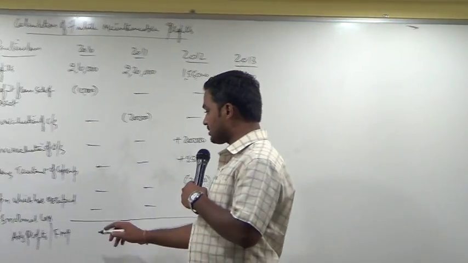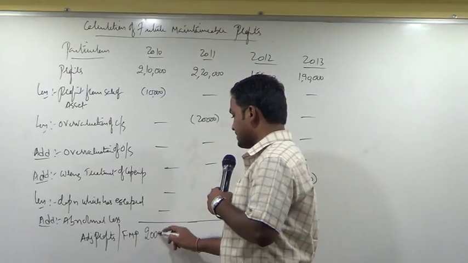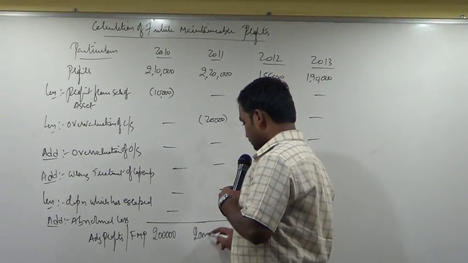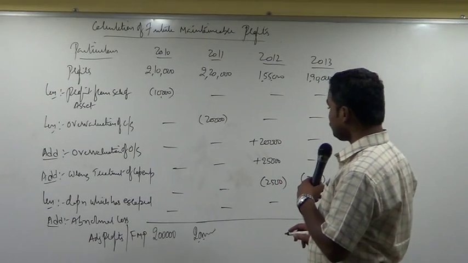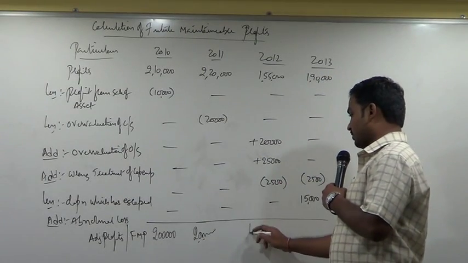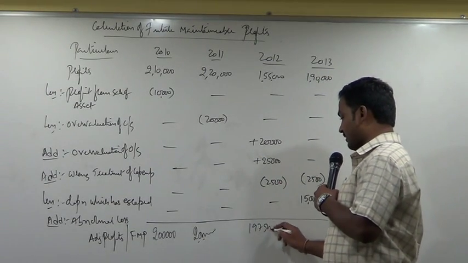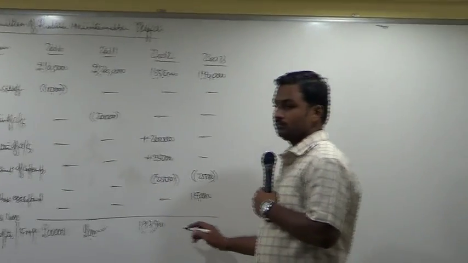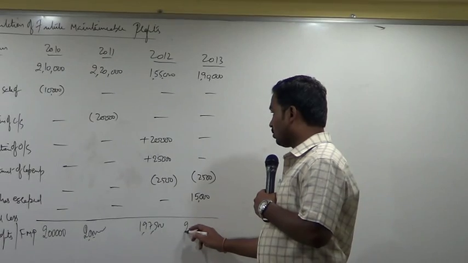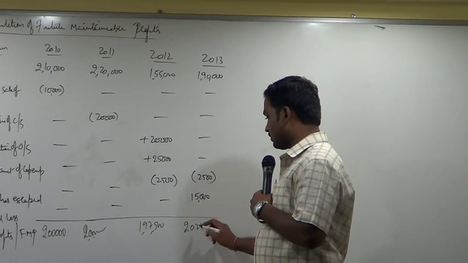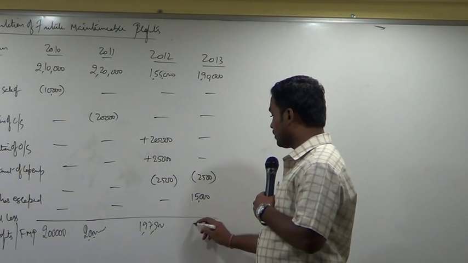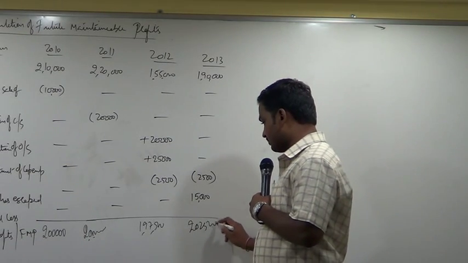How much do you get? 2 lakhs. 2 lakh. How much here? 1,97,500. 2,02,000. 2,02,500.